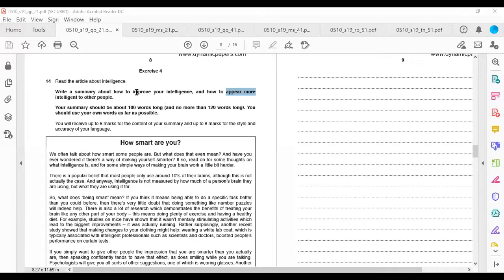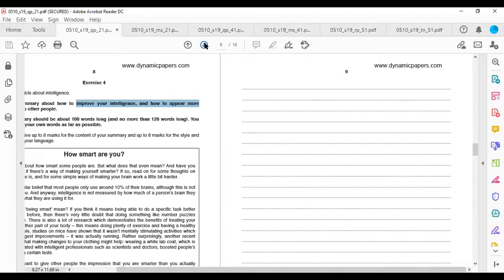And you need to provide some linkers, like in addition, besides, moreover, to add some ideas. And for contrast or contradiction or concession, you can say however, on the other hand, nonetheless, and add the other ideas. Then it comes to writing.